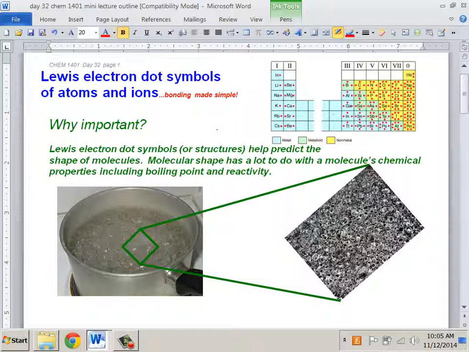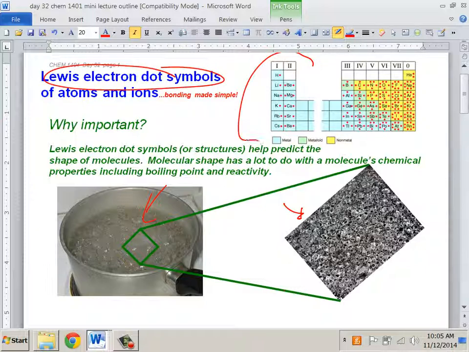I have pictures of this kind of stuff because the chemical properties of a substance very much come down to the molecular shape. And the molecular shape is going to give rise to boiling points, chemical reactions, a lot of it. So that's really the big goal of all this, to figure out what the molecular shape of things is just by making little predictions. And it all starts with Lewis electron dot symbols.